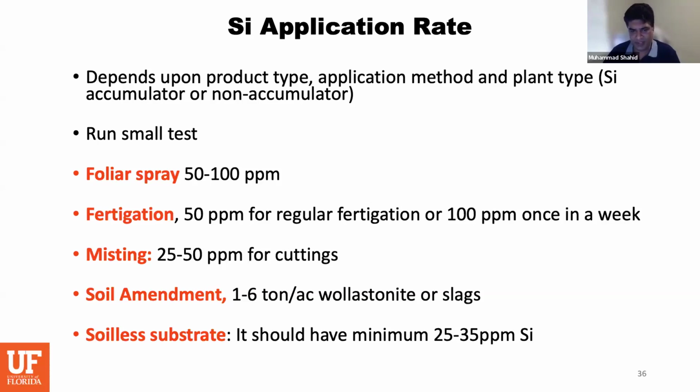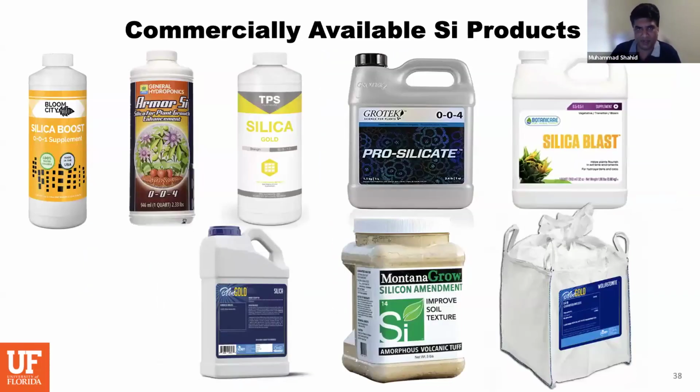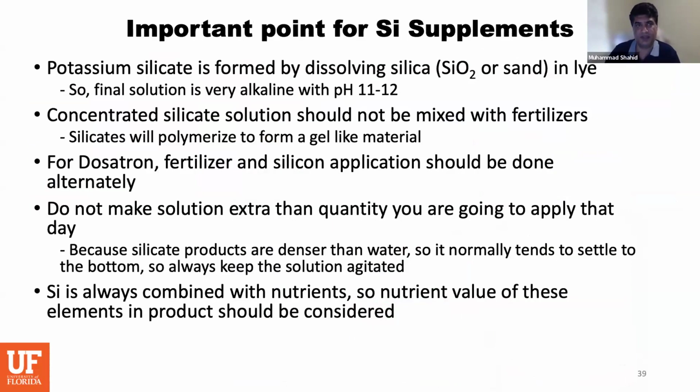And the soilless substrate should have at least 25 parts per million, then your plants will be getting the maximum benefit. As I mentioned, a lot of silicon fertilizers and different blends, liquid and solid, are available in the market. These are just examples under different names. There are some liquid blends and there are hundreds; I just mentioned a few of them. And I think the bottom two that I have mentioned are also OMRI approved to use in the organic production system.